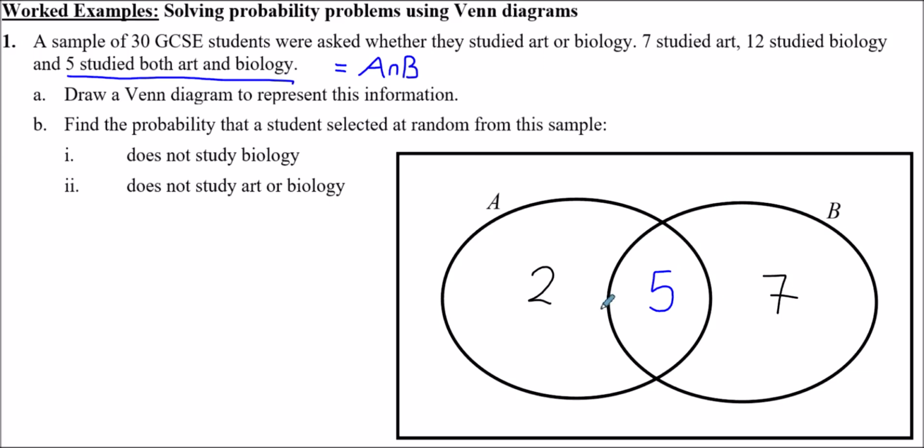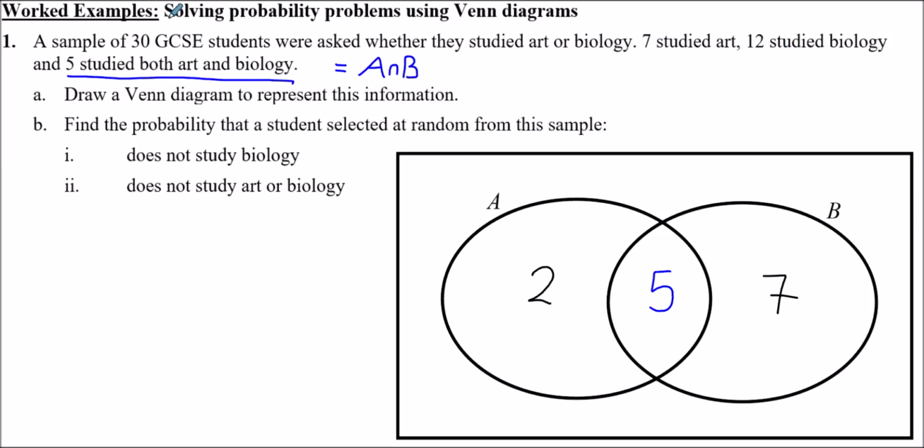Let's double check. 7 plus 5 is 12, that's right. 5 plus 2 is 7, which is right. And 5 in the middle, denoting these that studied both, so we're all okay. But we're not quite finished yet.